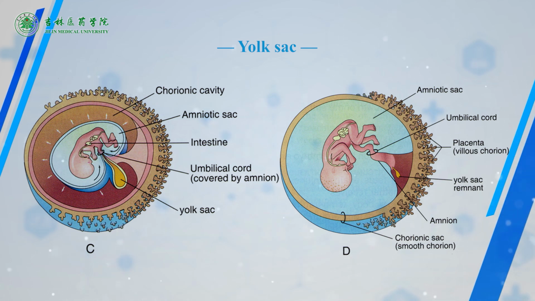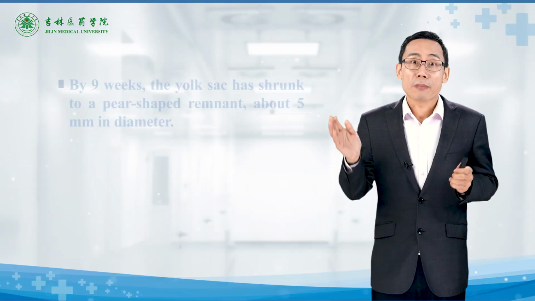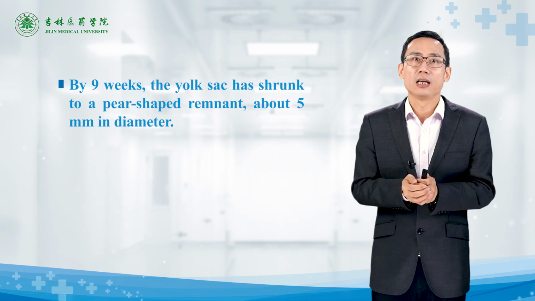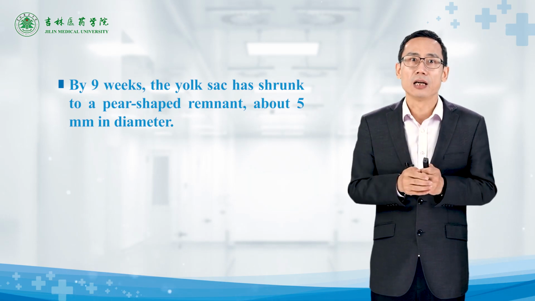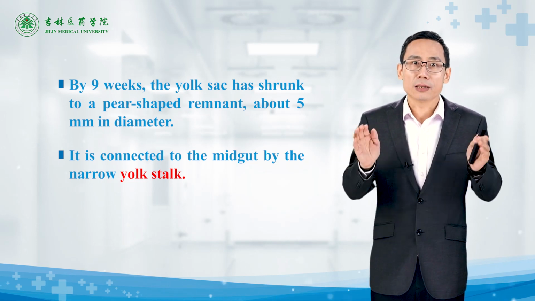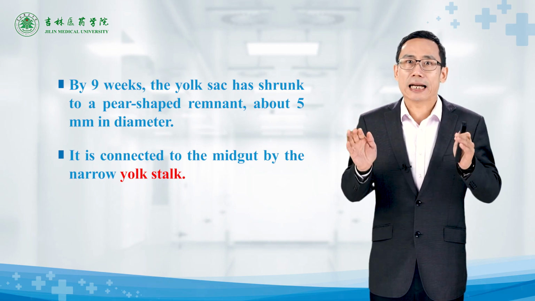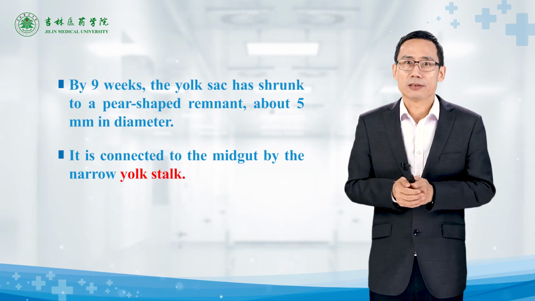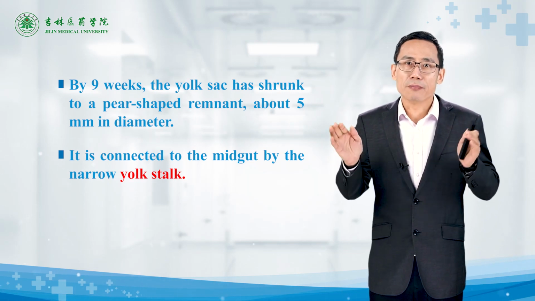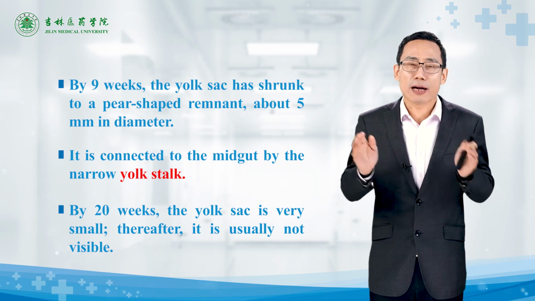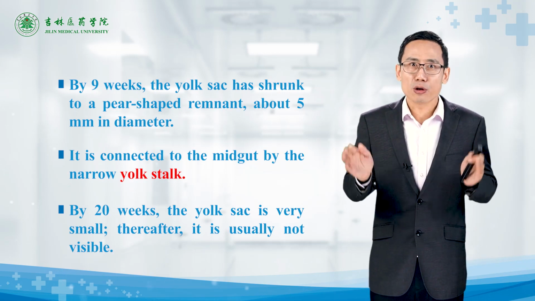At the 6th week, the yolk stalk closed and the yolk sac gradually degenerated. By the 9th week, the yolk sac has shrunk to a pear-shaped remnant about 5 mm in diameter. After the yolk sac of human embryo is wrapped in the umbilical cord, the part connected with the primitive digestive tract is relatively narrow, which is called yolk stalk. It is connected with the midgut by the narrow yolk stalk. By 20th week, the yolk sac is very small. Thereafter, it's usually not visible.